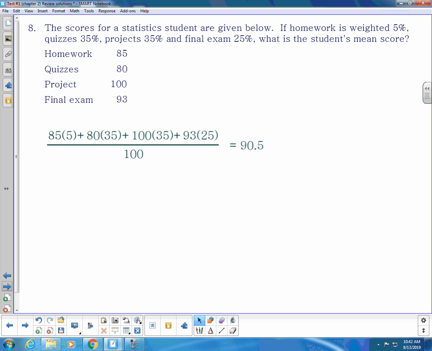So you're going to do 85 times the weight of 5 plus 80 times the weight of 35. You do not have to write these as percents or decimals. You can leave them as percents, and then when you divide, you're going to get it back as a 90.5%. You can put the percent back there. Okay?